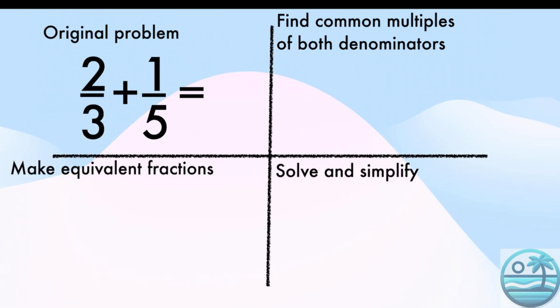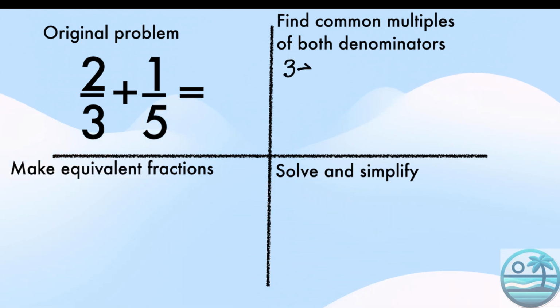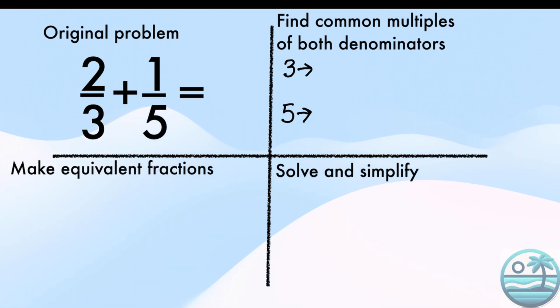Again, I'm going to take both of my denominators and write them in the second quadrant to find their common multiples. First I'll write my 3 and then my 5. Looking at the 3 and the 5, can you think of a multiple they may have in common? I have one that comes to mind right away, but let's see if it's the least common multiple of these two numbers. I'll start with my 3.